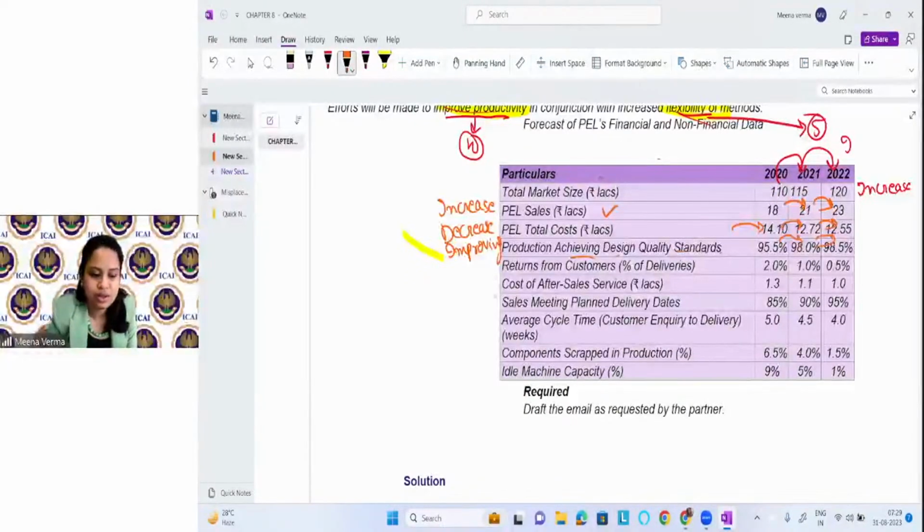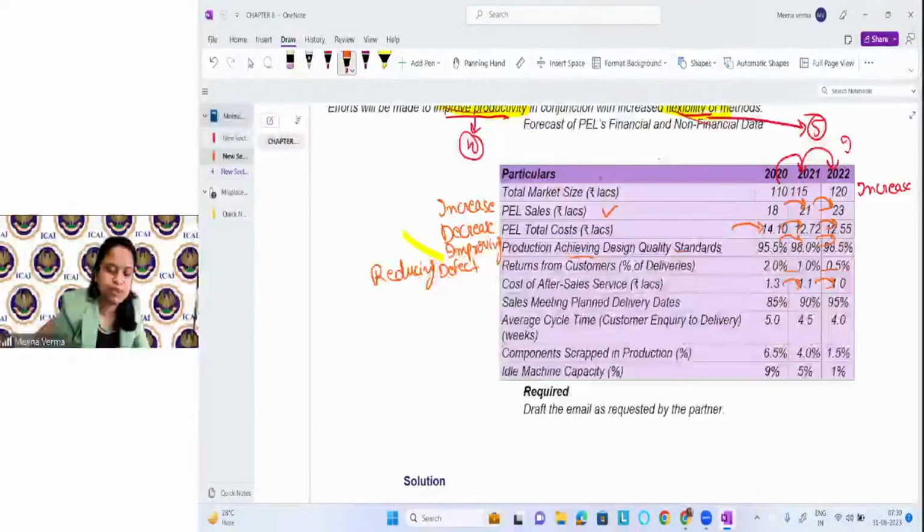Right? Then return from the customer. That means defect. Return means the customer finds something defective and then he is returning. Defect is reducing. Wow. Defect is reducing, that's why customer return is reducing. After sale services is reducing. That means customer is happy. And because of that reason, what is happening? The after sale services is decreasing.